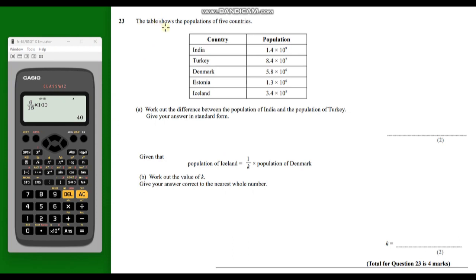Question 23. The table shows the populations of 5 countries. Work out the difference between the population of India and the population of Turkey.